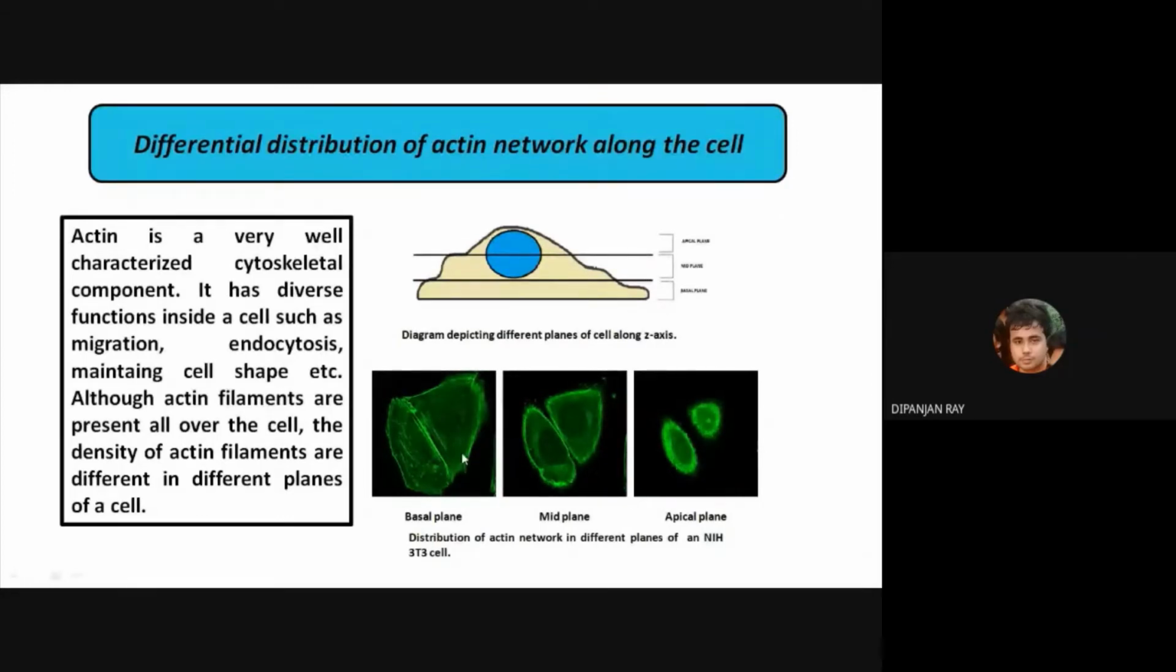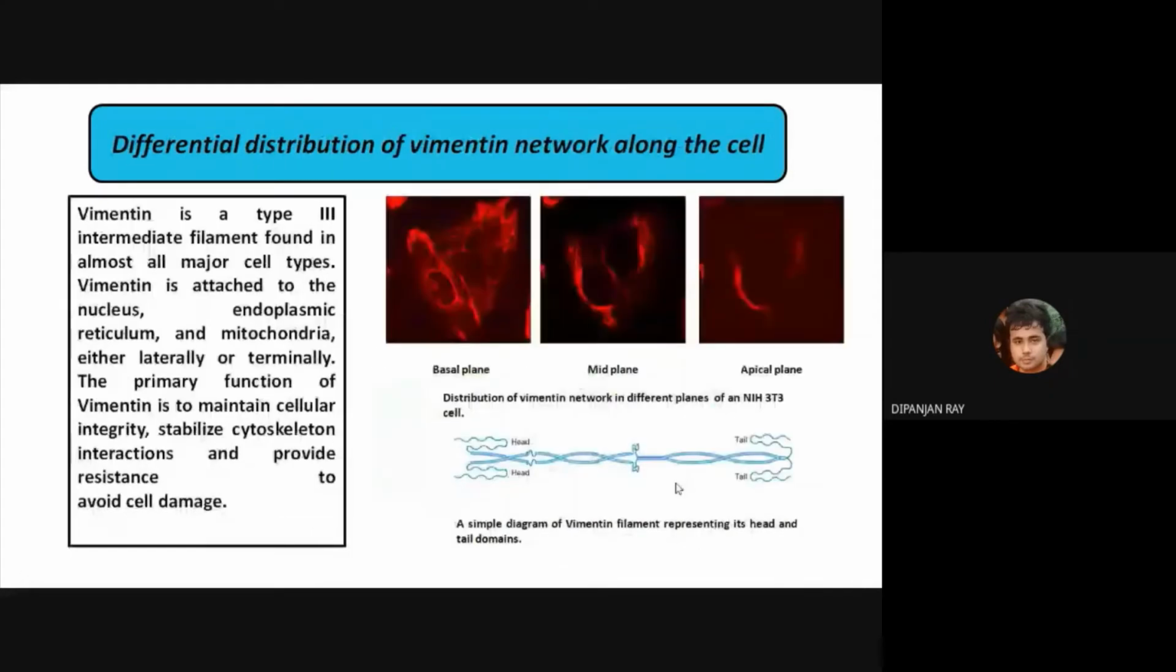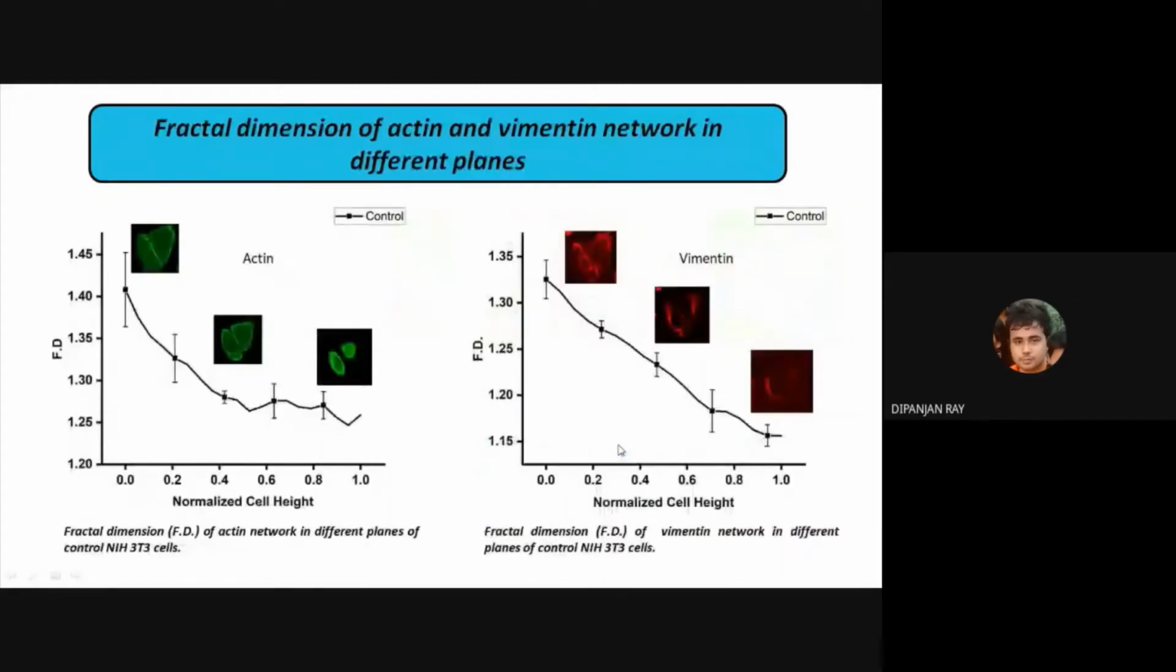In the basal plane, we can see that there are more stress fibers and long actin filaments. But in the mid plane, the actin filaments are not that long, and the stress fibers have disappeared. And in the apical plane, there are no filaments at all, only some short strands or clusters of actin. Similarly, in case of vimentin, in the basal plane, vimentin has the most dense network, and when we go from the basal plane towards the apical plane, the density of the vimentin network decreases gradually. This is by looking with bare eyes.